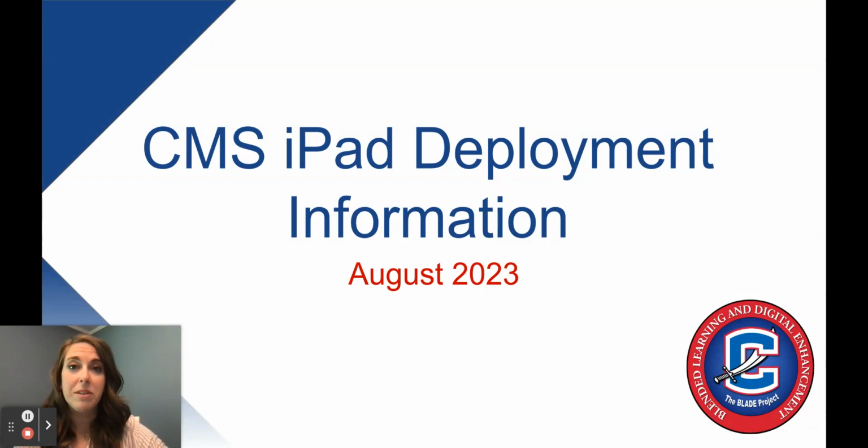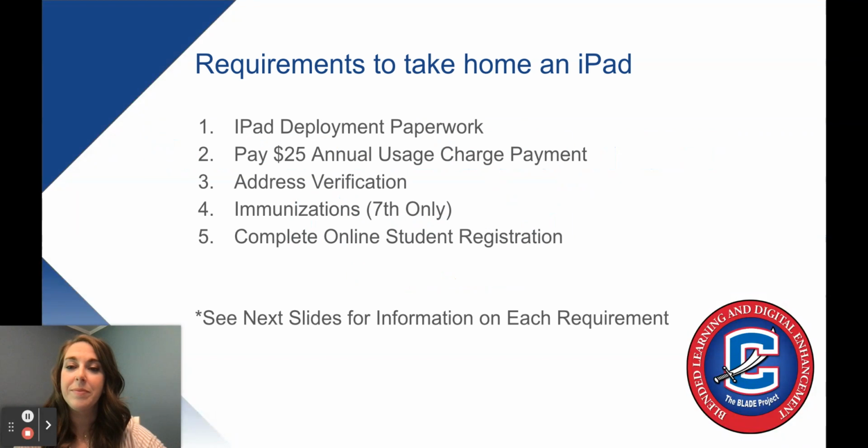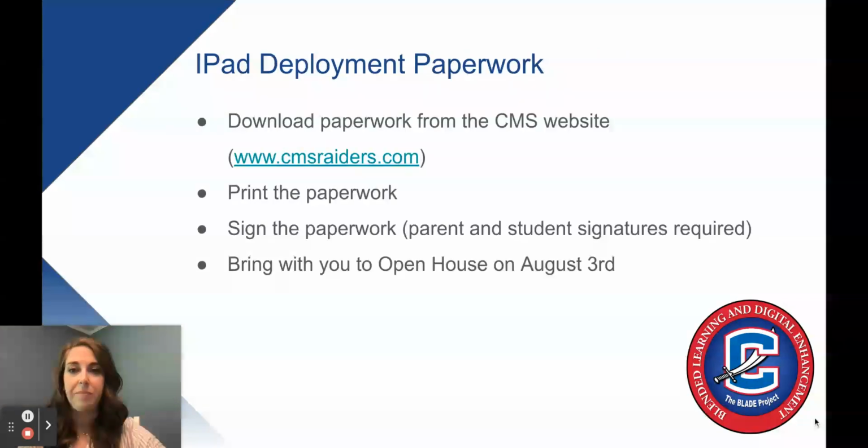This year, your child will be receiving an iPad to use throughout the school year, so I'm going to cover the things that you need to have completed for your student to take their device home for deployment. The first thing is your student needs to have their iPad deployment paperwork signed and turned in. The next thing is the $25 annual usage charge. Next is their address verification on file. The next thing would be immunizations for seventh graders. And last is complete the online student registration.